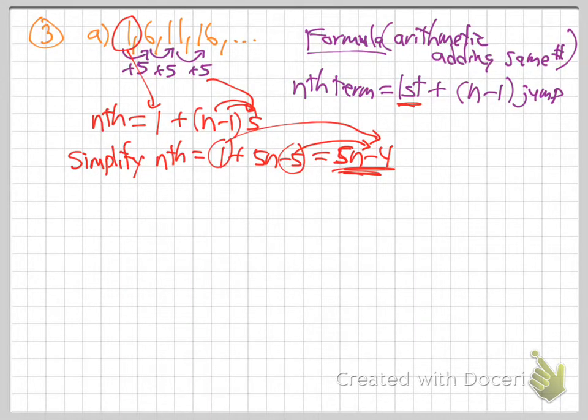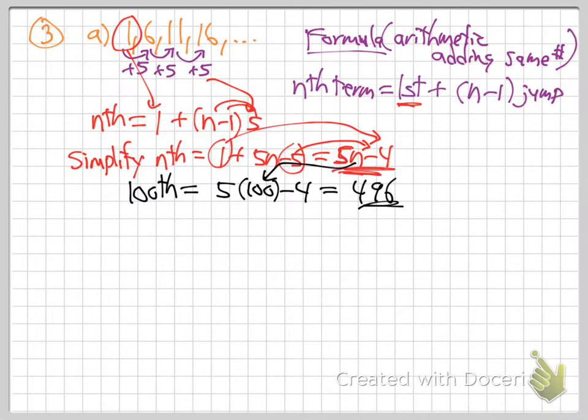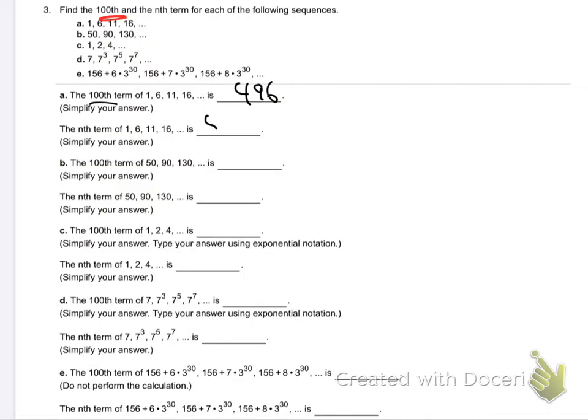So the 100th term would be 5 times 100 minus 4. You just plug in 100 for n. It's going to be 500 minus 4. What's that? 496. So there we go. 496 is the 100th term. And what was the formula? 5n minus 4 is the formula for the nth term.